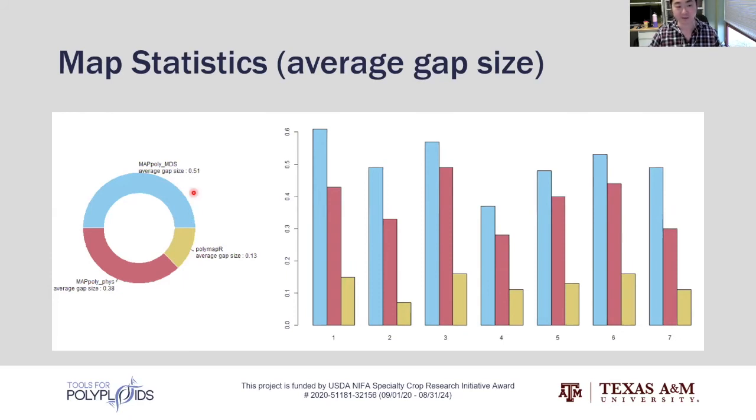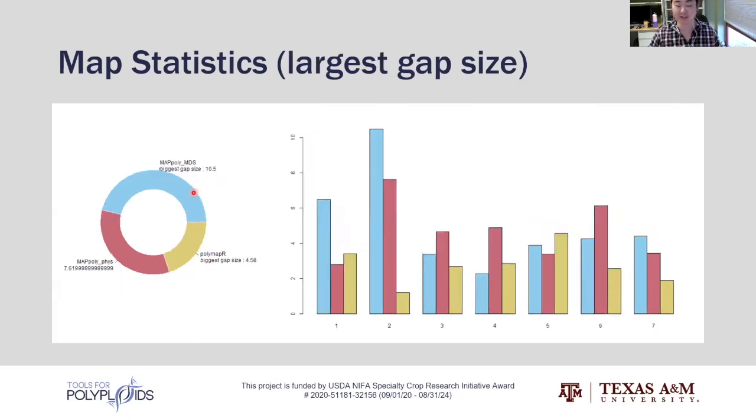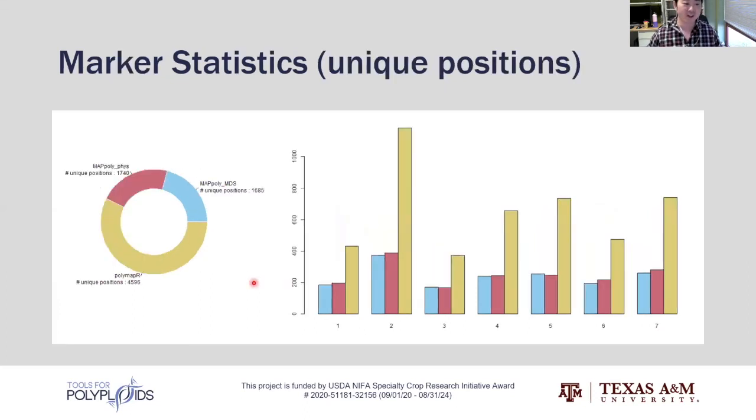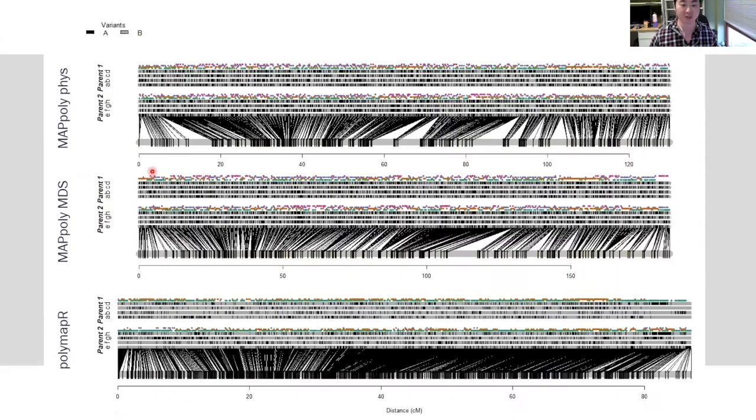Looking at the largest gap size, you see the same thing. Polymapper has a smaller largest gap size. And looking at unique positions, it looks like Polymapper has a lot more unique positions compared to Map Poly. And this next slide is where we will see what explains all these bar charts that we just looked at.